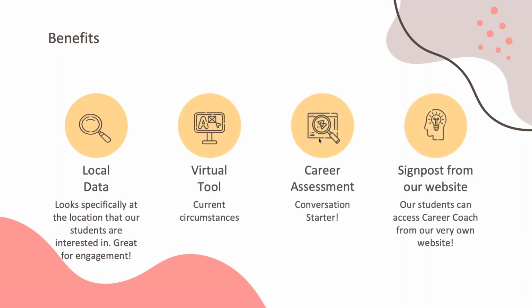The first one has to be that it's local data. It looks specifically at the location that our students are interested in. So it's great for engagement and even better for motivation. It's specific to the learner, which is massively important anyway. And it shows specific roles and what employment rates will look like over the next year or so, and what they've looked like previously. And that's really important because it's realistic to the learner.